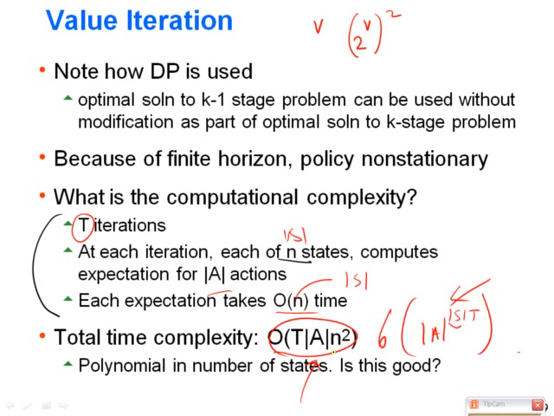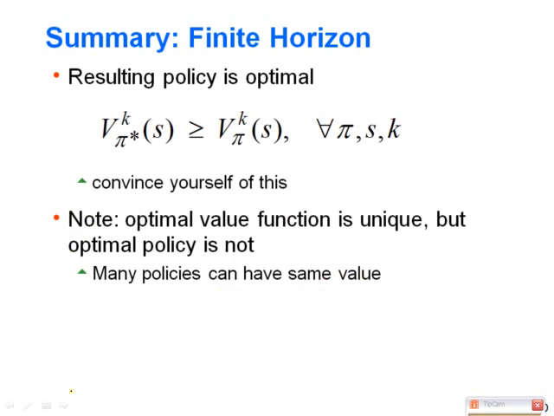This is only a worst case complexity. It's not average case, it's not the optimized, it's a worst case complexity. Then you have to convince yourself that what we are doing in this case does give you the optimal policy. By construction, it should be reasonably obvious that we are getting the optimal policy of k stages to go. One other thing you want to remember is the optimal value function is unique, but the optimal policy is not unique, because multiple policies might wind up going to the same value function.